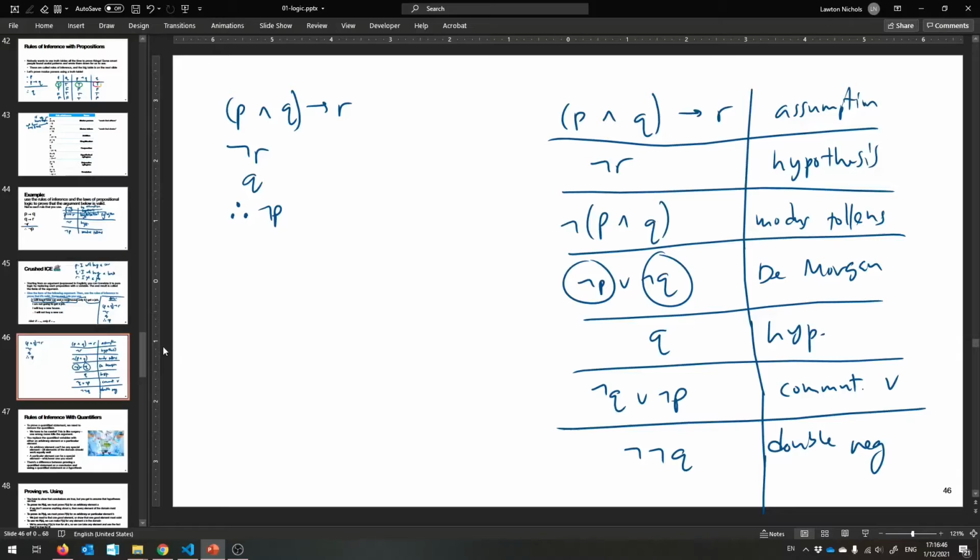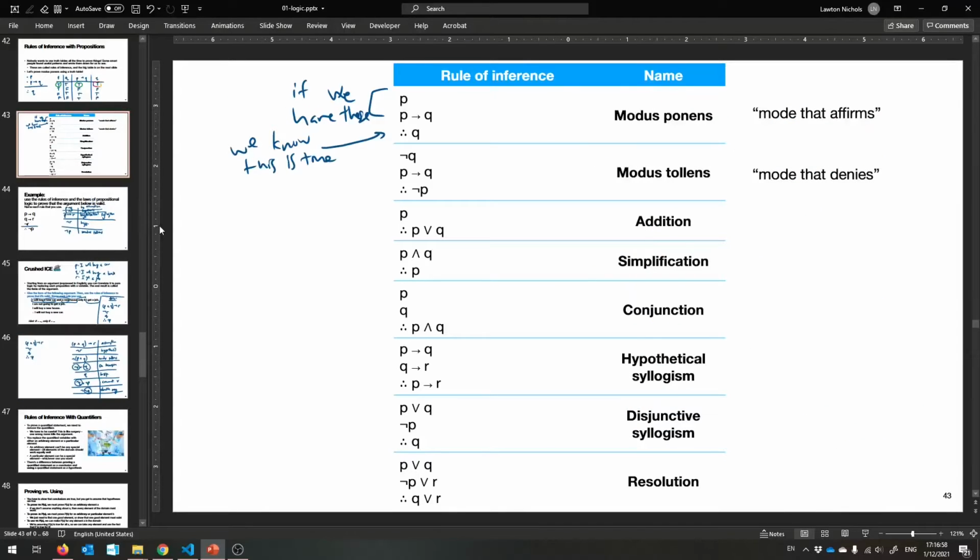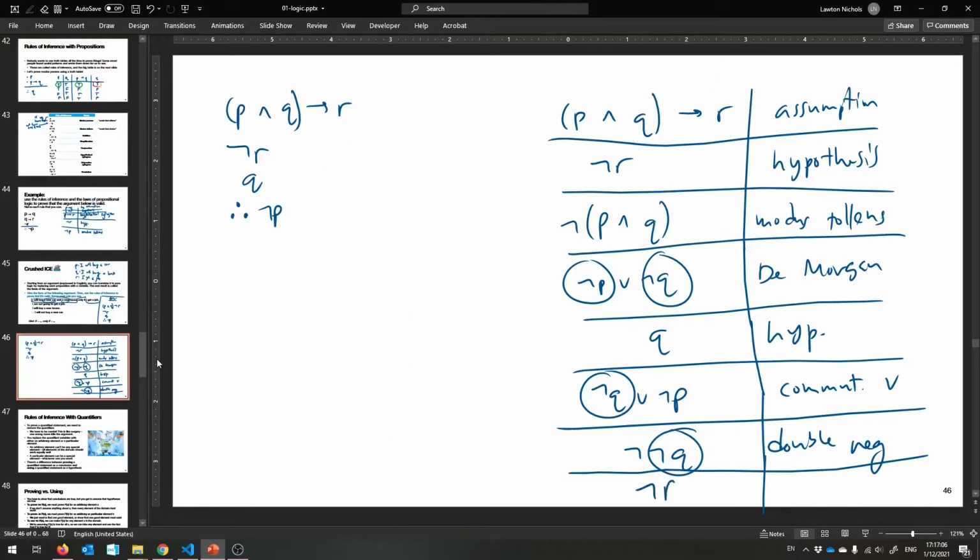And so finally these all match up. We got not Q, the negation of that, and that will give us the Q over here. So we have not P, and this is by disjunctive syllogism.